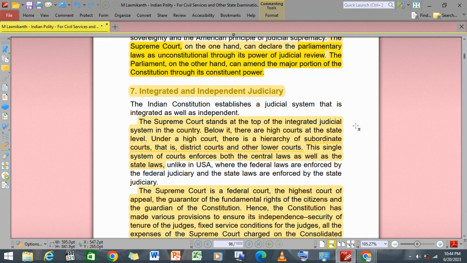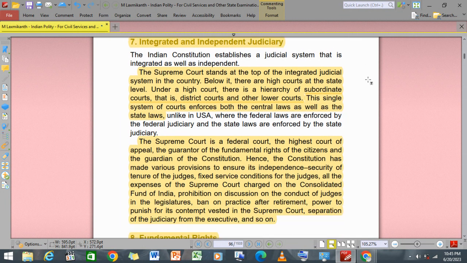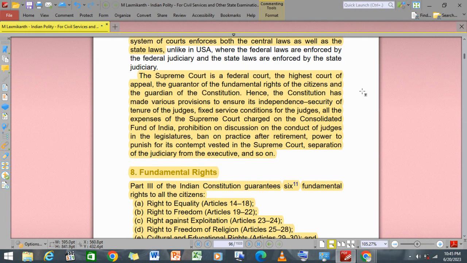Right, integrated and independent judiciary. We have an integrated and independent judiciary. That means there is no dependency of the judiciary, though the judiciary's form is a part of our Constitution. The Supreme Court stands at the top of the integrated judicial system in the country, below which are the High Courts, and then at the state level under a High Court, there is a hierarchy of subordinate courts, district courts, and other lower courts. A single system of courts enforces both central laws as well as state laws.